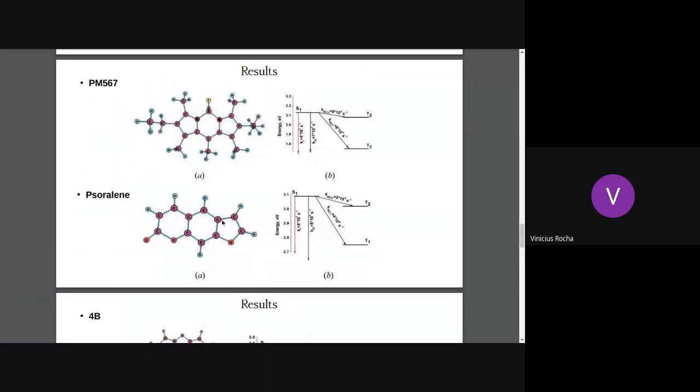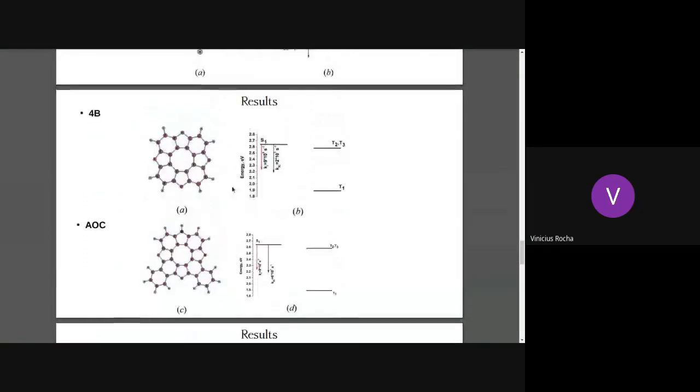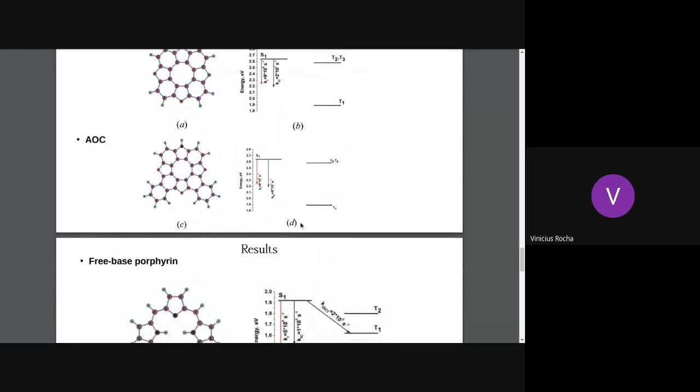Here we have the results for psoralen, showing that the activated channel of the S1 state is via the intersystem crossing here, because of the strong spin-orbit coupling interactions between S1 and T1. Here we have the results for the cyclazines, and they can give values for the intersystem crossing for these molecules.